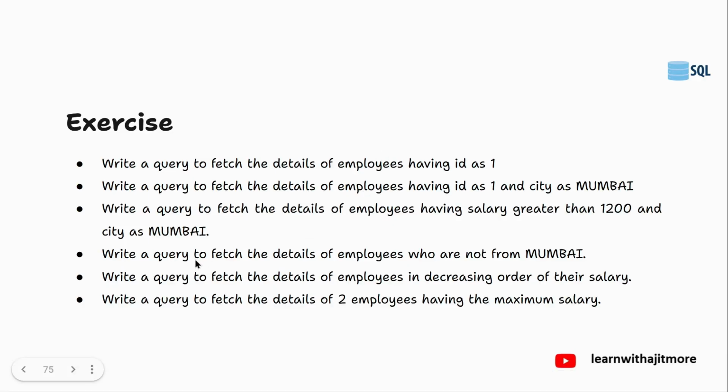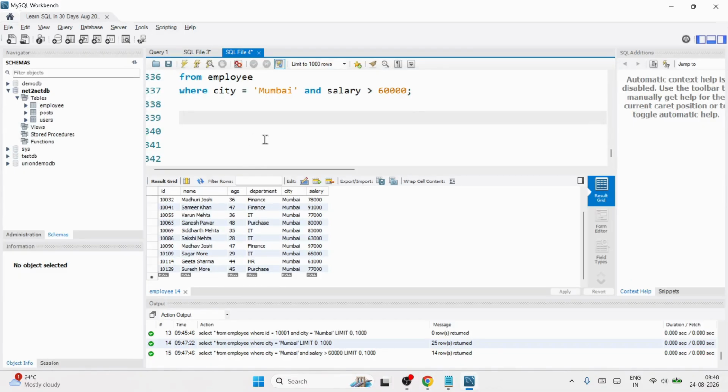Write a query to fetch the details of employees who are not from Mumbai, meaning those who don't stay in Mumbai. So: select star from employee where city not equal to Mumbai. Will it filter all the employee records whose city is not matching with Mumbai?